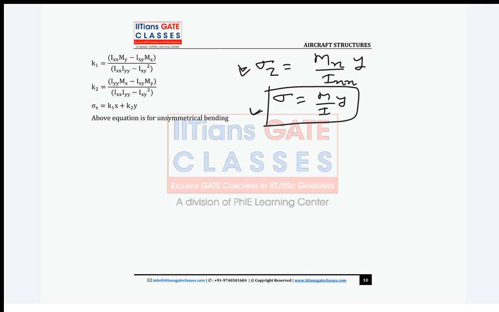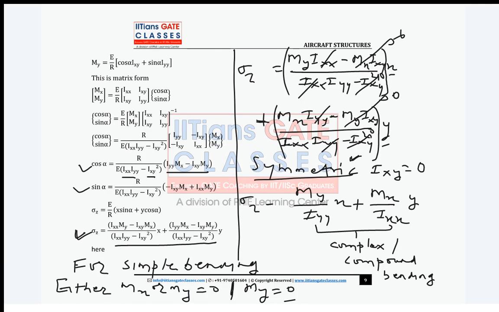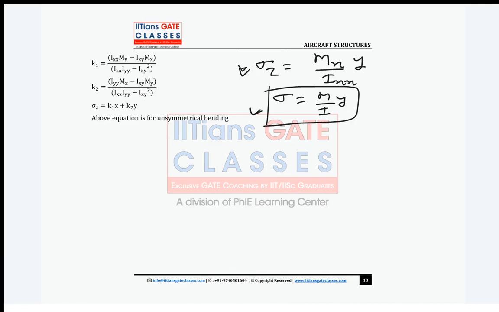Now, guys, in that equation which we have already derived, this quantity is known as what? Usually we write it as k1, and this second term is k2. So k1 is Ixx times My minus Ixy Mx, upon Ixx Iyy minus Ixy squared. K2 is Iyy Mx minus Ixy My, upon Ixx Iyy minus Ixy squared.